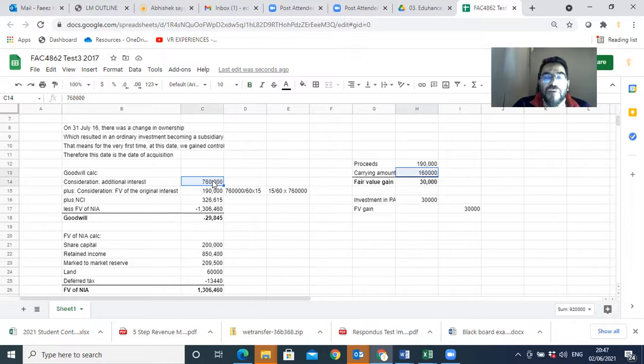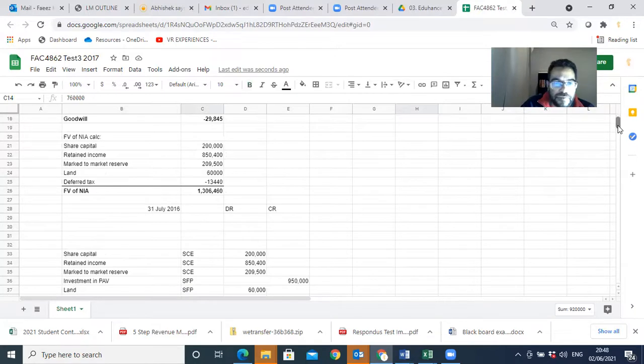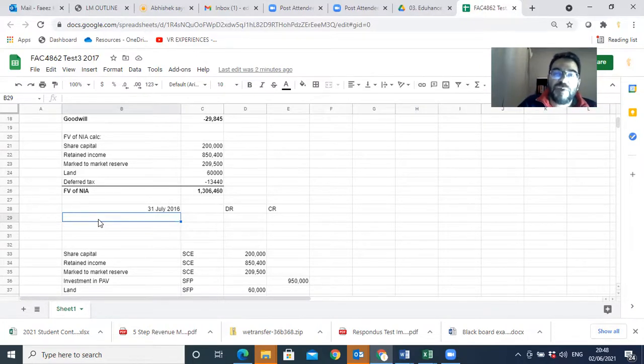But from a group perspective, the group says that we have actually disposed of the asset and then reacquired it. The way we disposed of it was a deemed disposal at fair value, and then we reacquired it at fair value. So the journal entry is as follows. We're just going to increase our investment. Fair value is 190. The current amount is 160. Therefore, the investment in PAV must increase by 30,000.